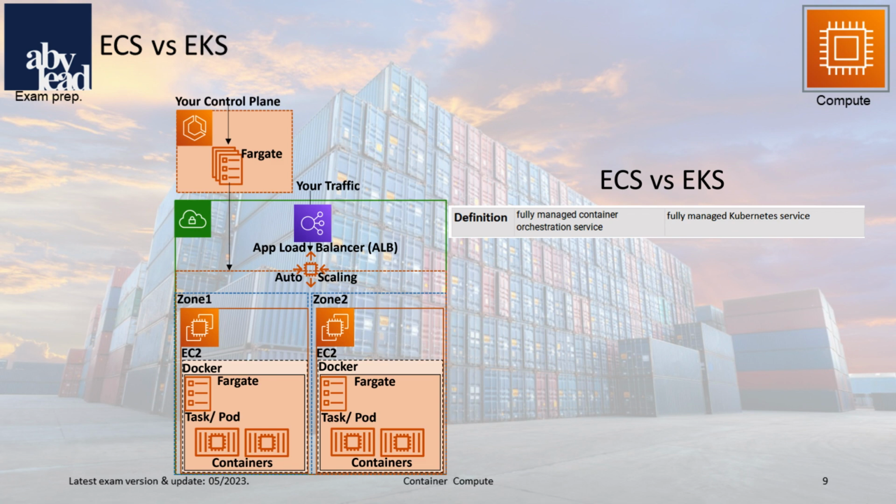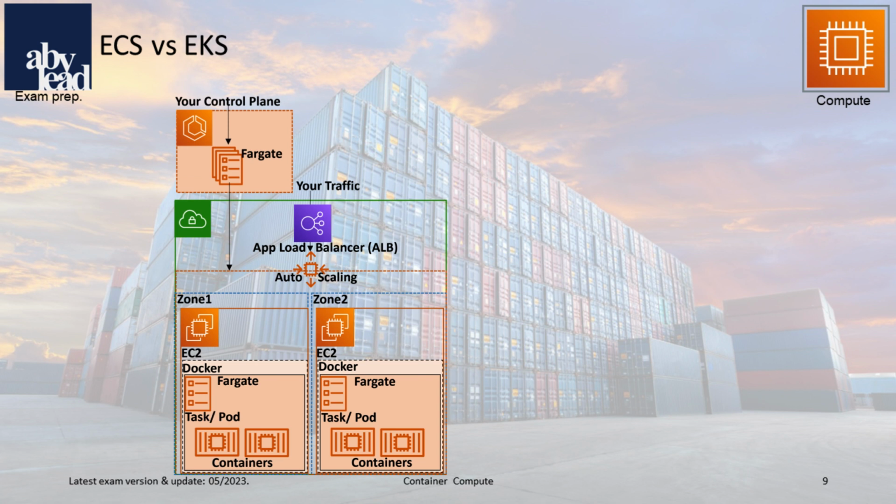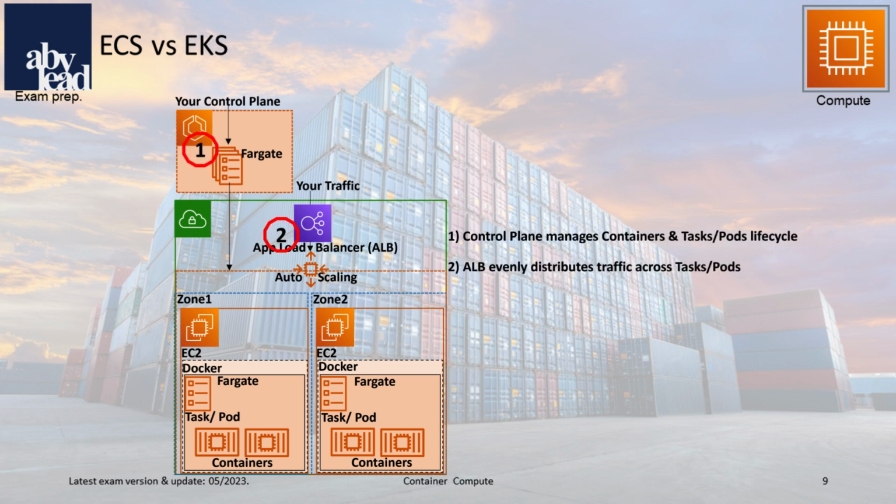ECS is AWS-based with fewer features, simple to use, and less costly. In contrast, EKS has various features to perfectly integrate with Kubernetes. For either choice, the processing is the same. To start with the architecture, you configure clusters, containers and tasks or pods via the console for the managing control plane. The tasks in this example run by Fargate launch type.